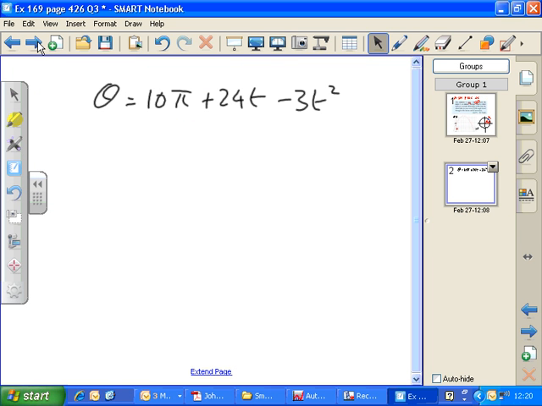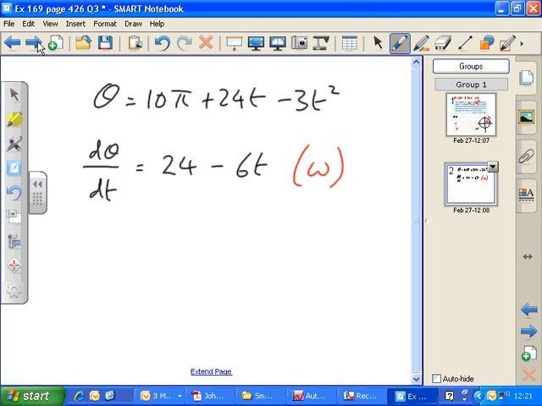So we have theta equals 10 pi plus 24t minus 3t squared. We need to differentiate. d theta by dt equals, 10 pi disappears, constants disappear, 24t becomes 24, minus 6t. And don't forget, this gives us omega. Angular velocity is the rate of change of angle with time. So this is actually a function describing the angular velocity of the wheel.